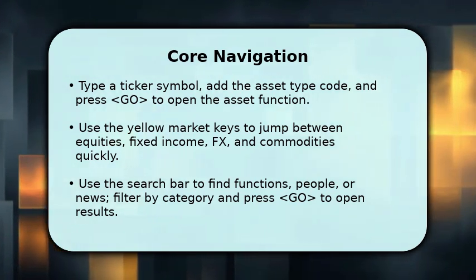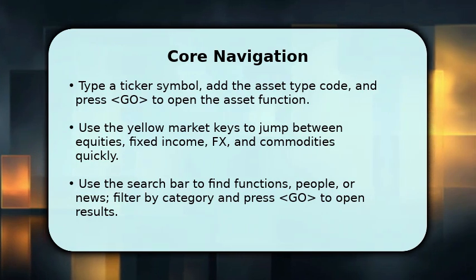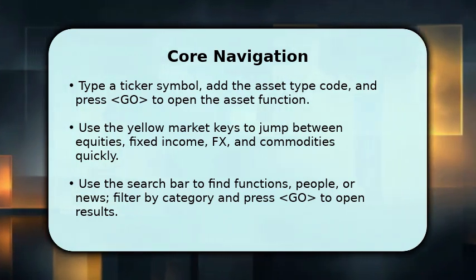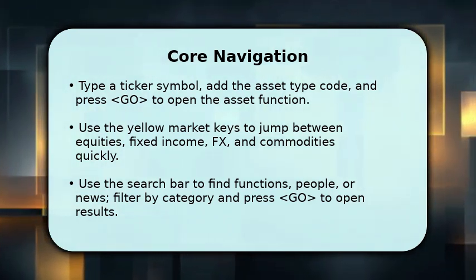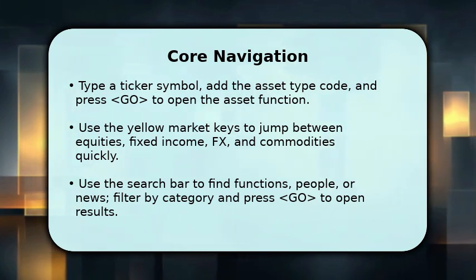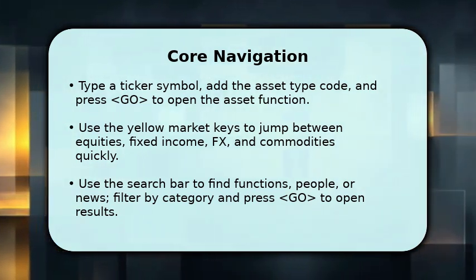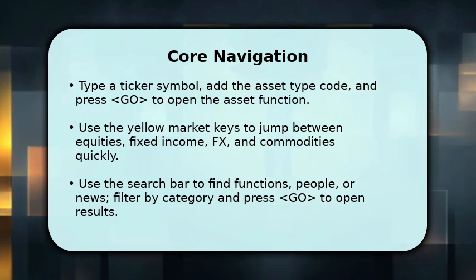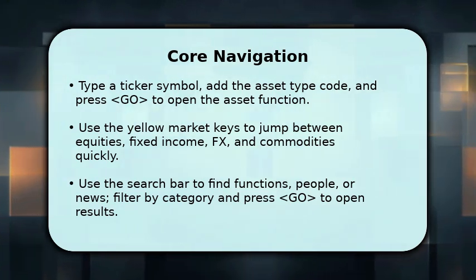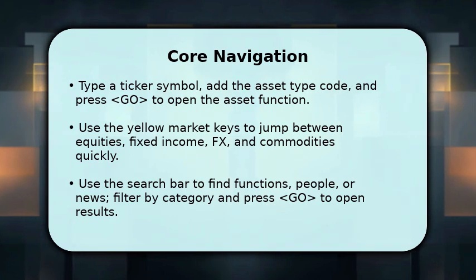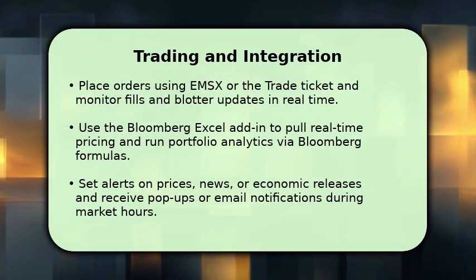The search bar helps you find functions, people, or news. Type terms, filter by category, and press Go to open results. Use the command line history and Page Up/Page Down to review prior screens. Place orders through EMSCs or the trade ticket. Select order type, size, and venue, and monitor fills and blotter updates in real time.